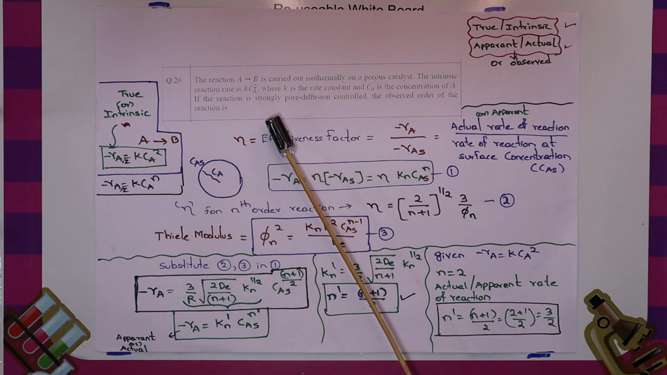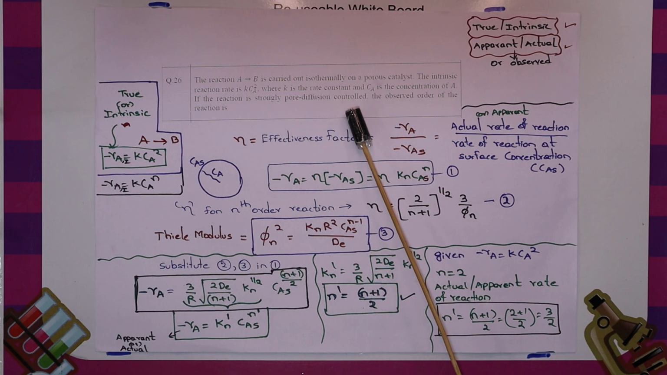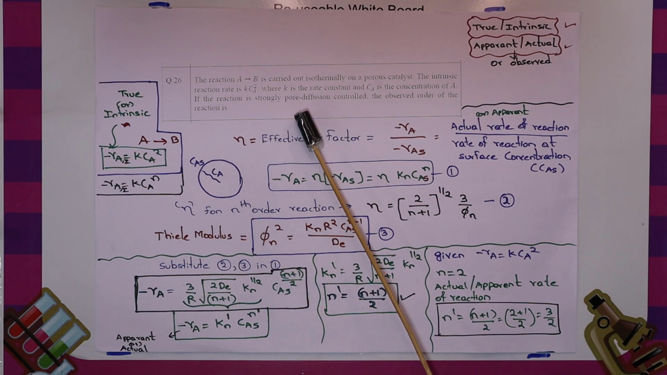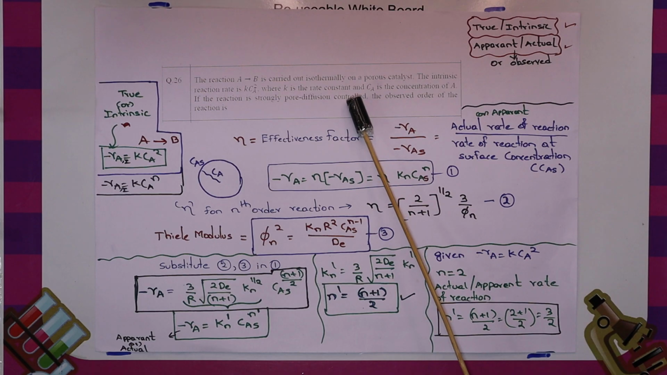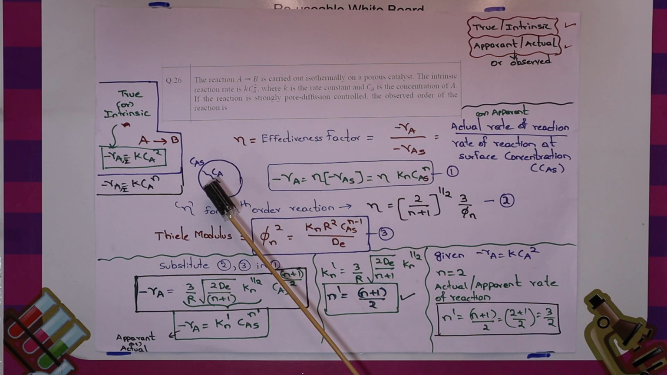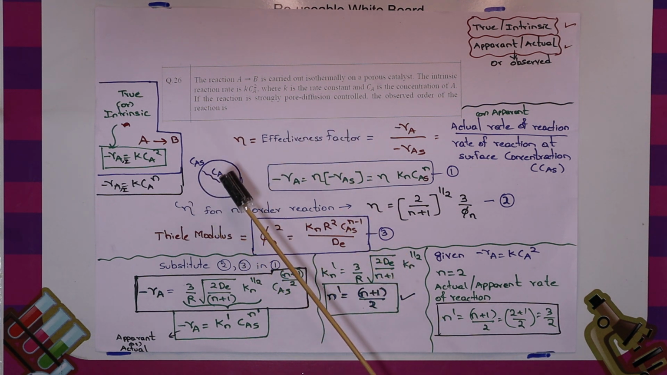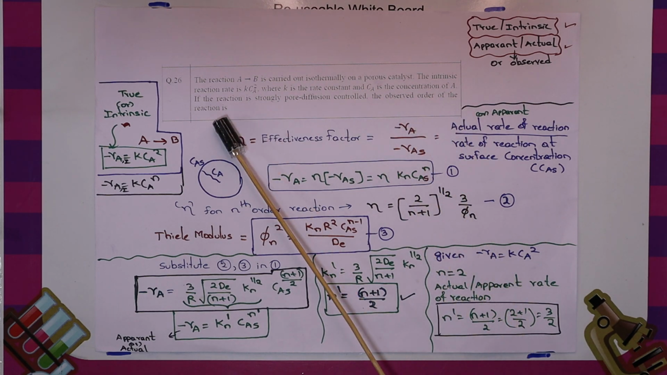Here there are some indications given. It is strongly pore diffusion controlled. That means A cannot diffuse fast enough into the catalyst. That is why it is called pore diffusion controlled. The step which is slower is what is termed as the controlling step. The slower step is the diffusion of A into the catalyst, which is called pore diffusion controlled. If that is the case, what we are supposed to calculate is the observed order of the reaction.